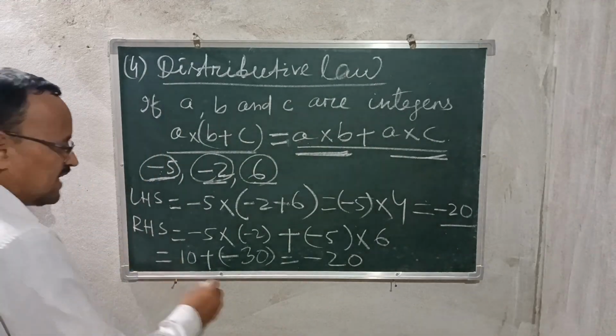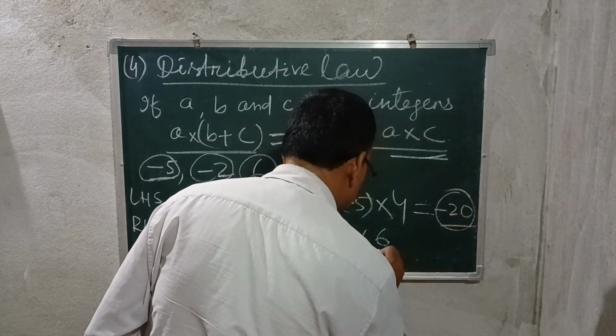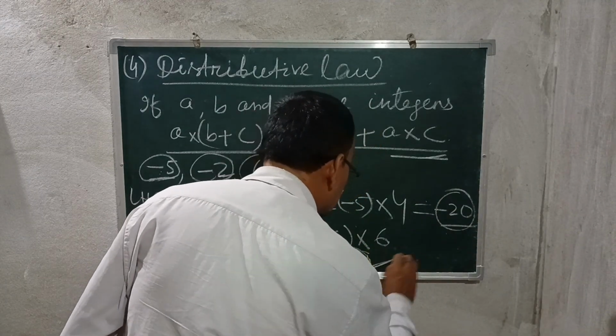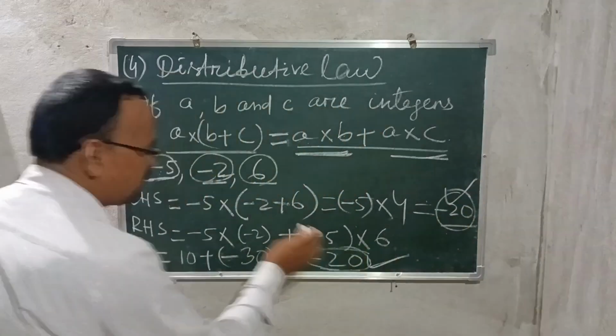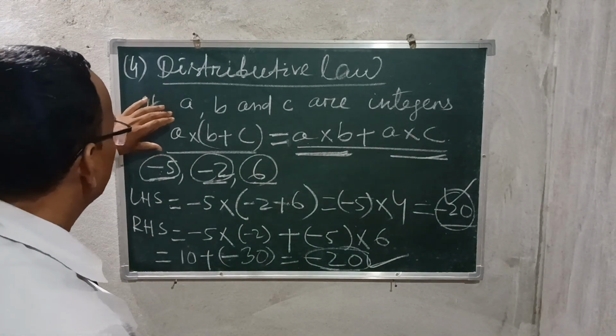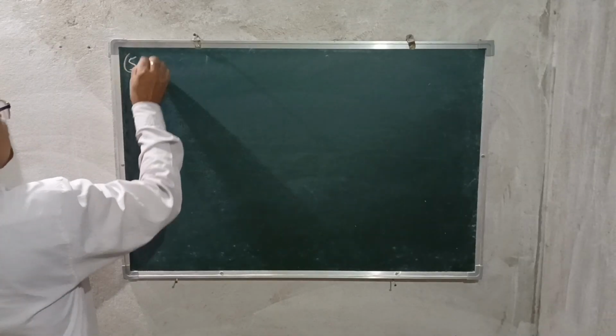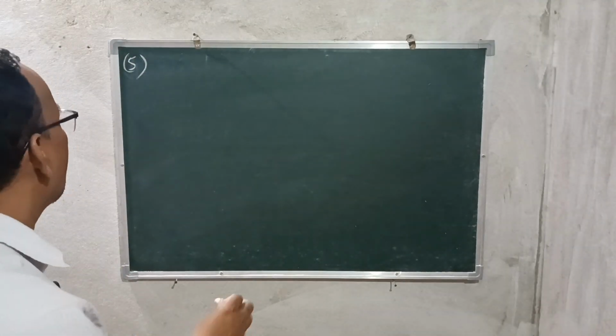Here the left hand side we solve, we get minus 20, and by solving the right hand side we get minus 20. So both are the same. So this is the verification of the distributive law.